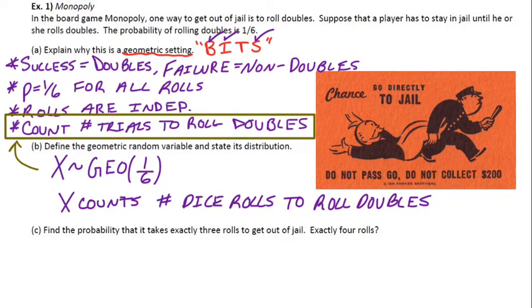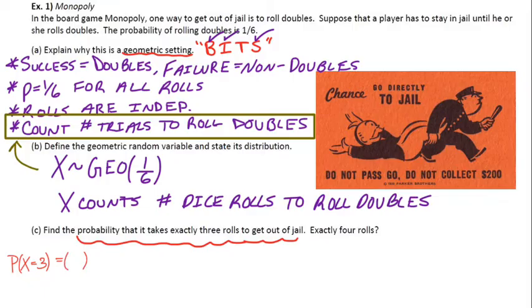Part C says find the probability that it takes exactly 3 rolls to get out of jail. And then we'll look at the case where it takes exactly 4 rolls. And here's what I love about geometric distributions, is the formula is actually really intuitive. So what's the probability that X equals 3? So 3 rolls to get out of jail. Well, that means that the first roll, you didn't get out of jail.